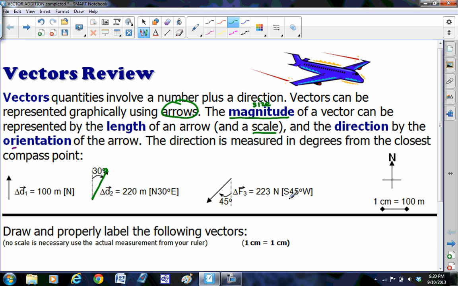This vector over here, I'm going southwest. So I measure the vector from the south. That's the first direction here. And it's going to be measured over towards the west. So 45 degrees over to the west. And then I've got my vector to the appropriate length.